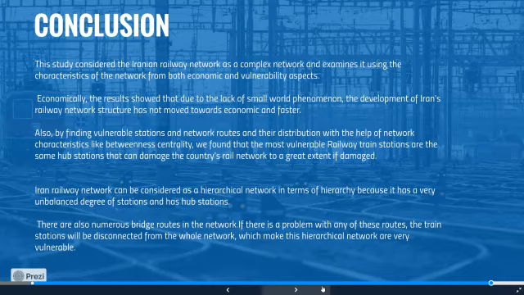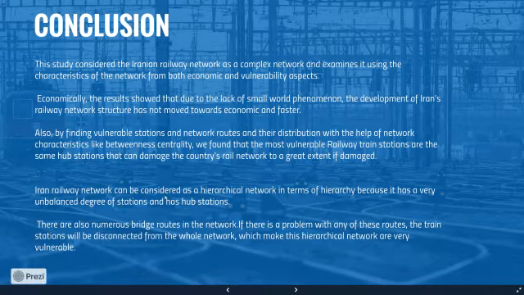if damaged. The Iran railway network can be considered a hierarchical network because it has a very unbalanced degree of stations and has hub stations. There are also numerous bridge roads in the network. If there is a problem with any of these roads, the train station will be disconnected from the whole network, which makes this hierarchical network very vulnerable.